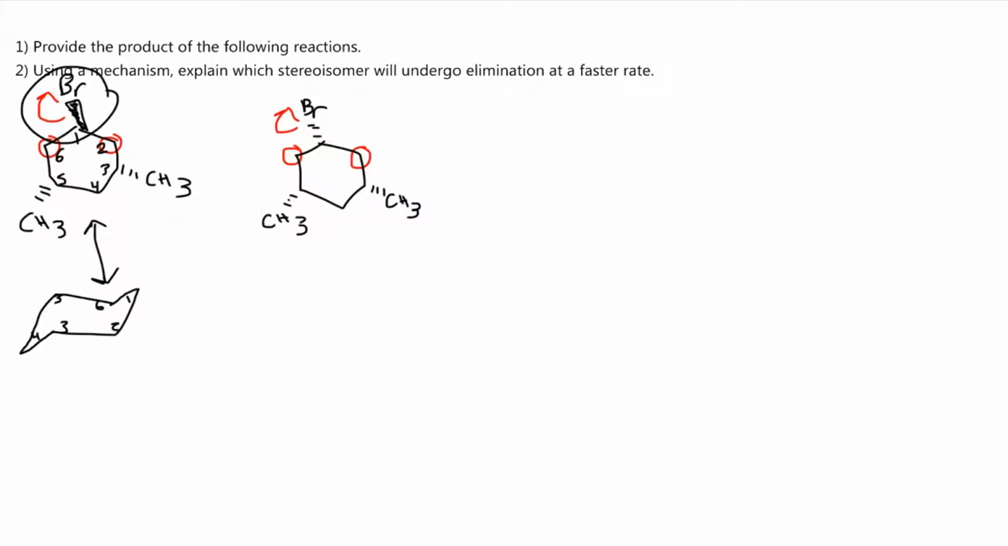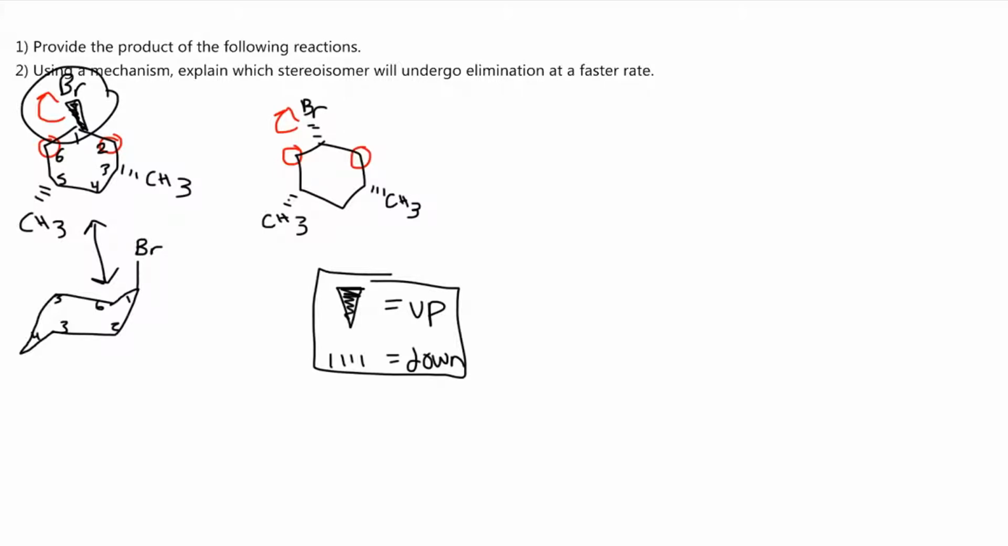In fact, let me just draw a quick legend for you here. So wedges are going to be equal up and dashes will be equal down for my little chair conformation over here. And since the bromine is on a wedge, I'm going to put it on an up position. And up position is axial on carbon 1. You should know this from your chair conformation.